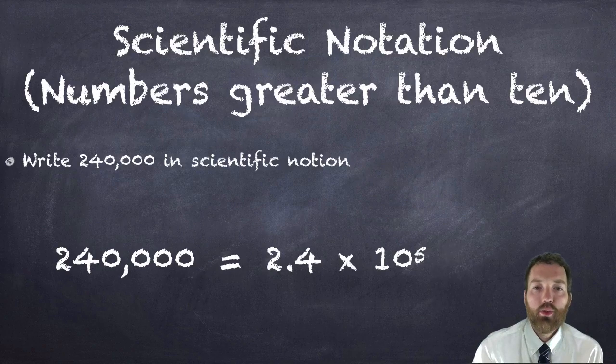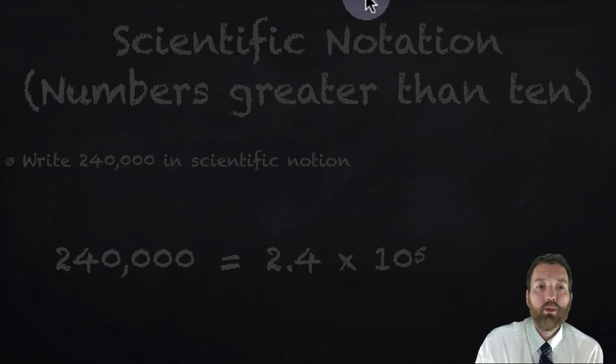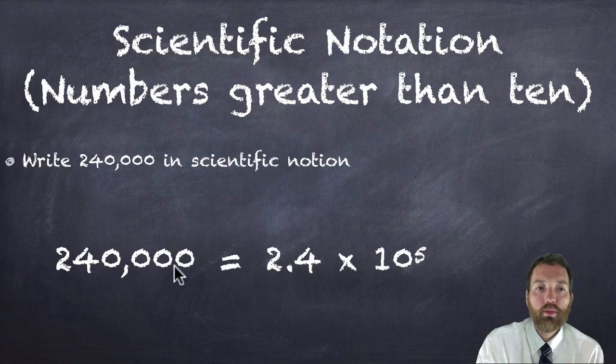Did you get 2.4 times 10 to the 5? So all you have to do is move the decimal point, which would be here, 5 places to the left. 1, 2, 3, 4, 5 to get 2.4. 2.4 is a number that is bigger than 1 but less than 10. So I know I'm done. And I moved it 5 places to the left. That's why my exponent is 10 to the 5.